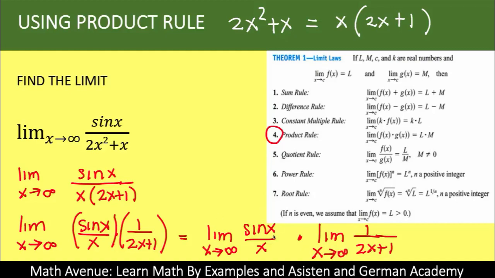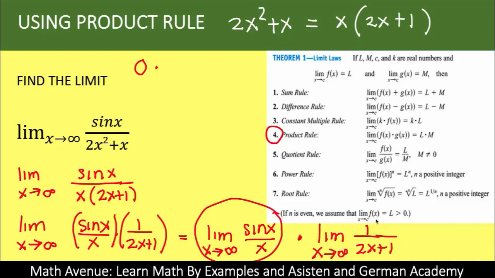The limit of sine of x over x as x approaches infinity, we already computed before. We know that the value of this limit is 0. Now, even if you do not compute the other, if you have 0 times any number, the result is still 0. But we can still also compute this.